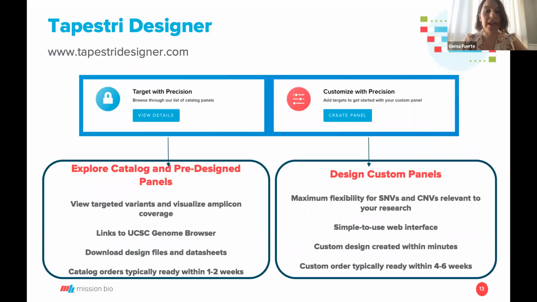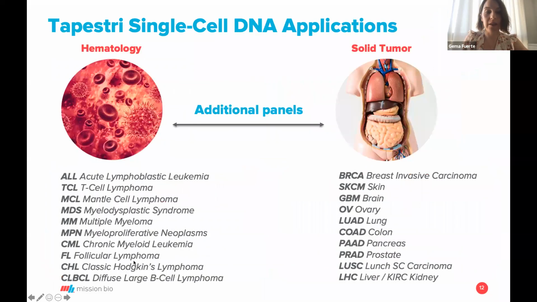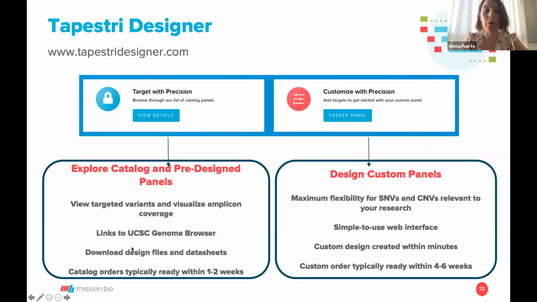How do we create a custom panel? So we have Tapestri Designer. This is an exceptional tool that we have online. It's free to register. You just go to tapestrydesigner.com and create an account with your email address. And then there you can explore the catalog panels and look at the content of these panels, what mutations and what SNVs are present.